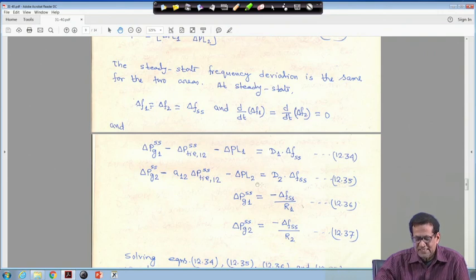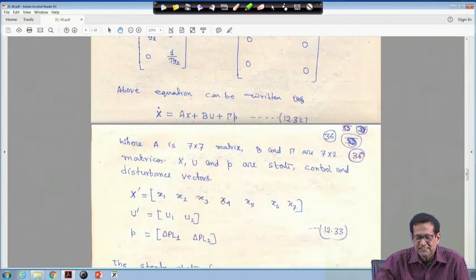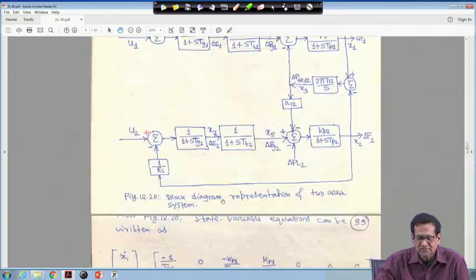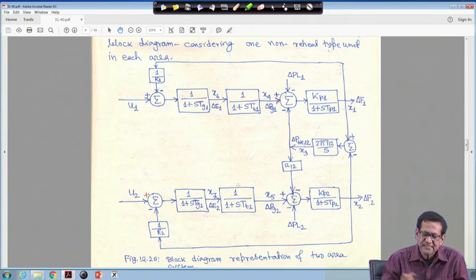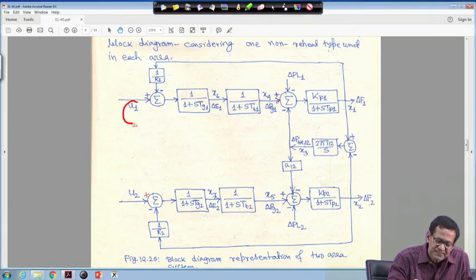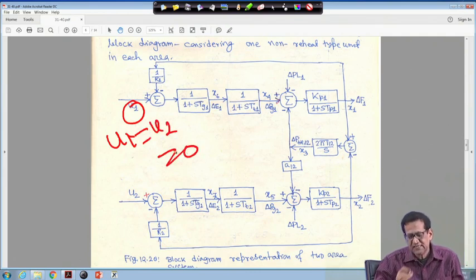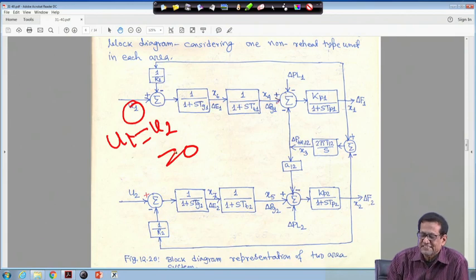And another thing is that at steady state delta Pg1 SS will be minus delta F SS upon R1 and delta Pg2 SS is equal to minus delta F SS upon R2. That means, in this block diagram what we are doing is that we are first considering the system as uncontrolled, that means U1 is equal to U2 is equal to 0, right. That thing you have to see first, right.